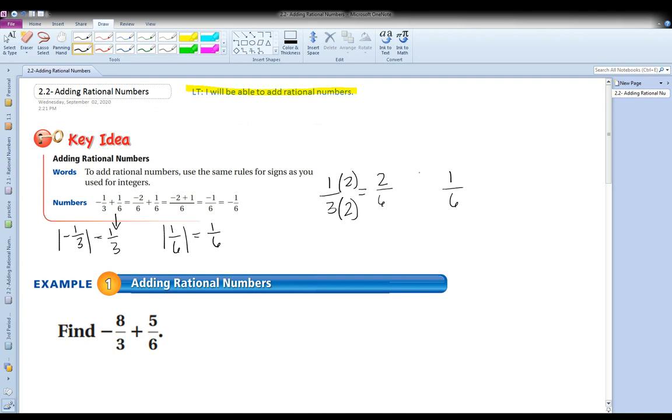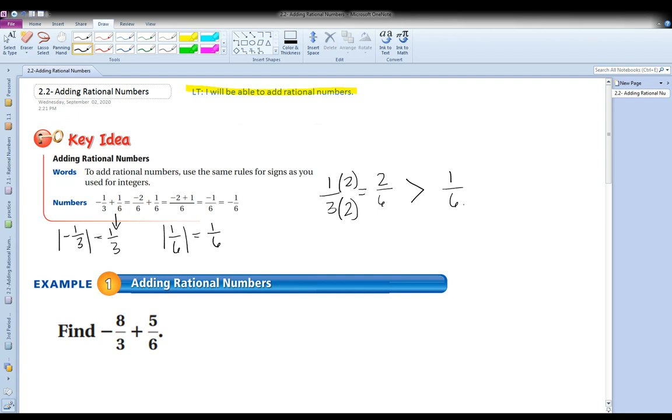Now I can compare these two fractions. Which one's bigger? Well, let's take a peek. They have the same denominator, so to tell which one's bigger, we have to look at the numerator. I know 2 is bigger than 1. Therefore, this is going to be the greater absolute value, and this is going to be the lesser absolute value. We also need common denominators for when we add and subtract fractions. We learned that in 6th grade.